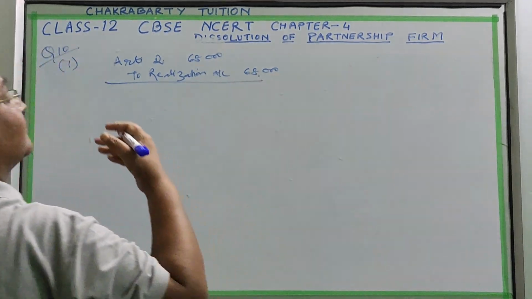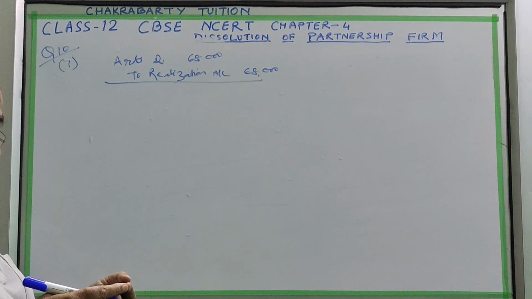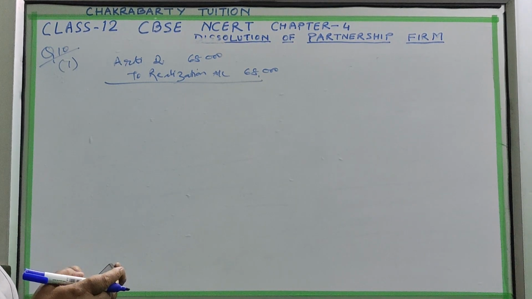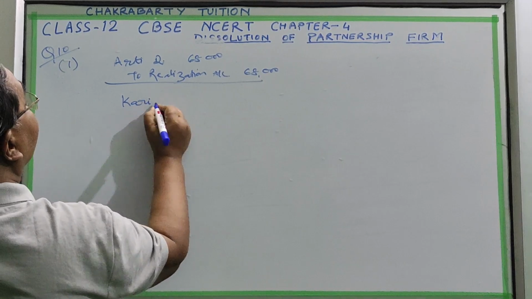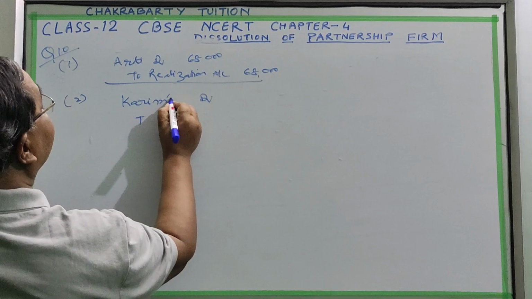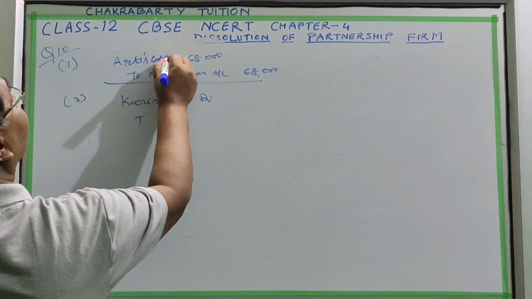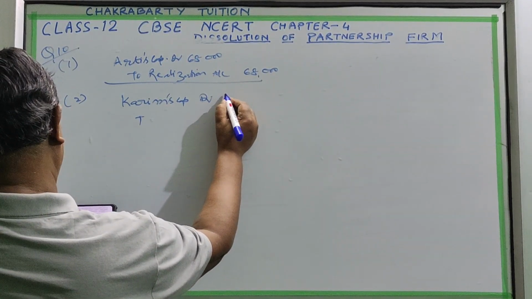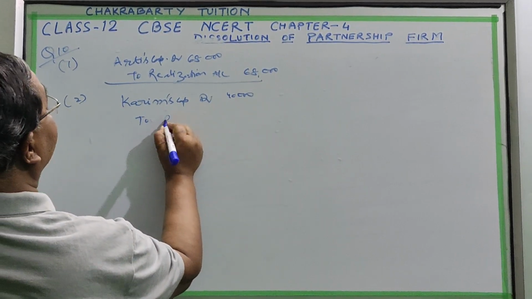80,000 is already transferred to the realization account. There was an unrecorded bike of 40,000 taken over by Mr. Karim. Price is not given, so 40,000 we will take. So Karim's capital account debit, Karim's capital account debit 40,000 to realization account.